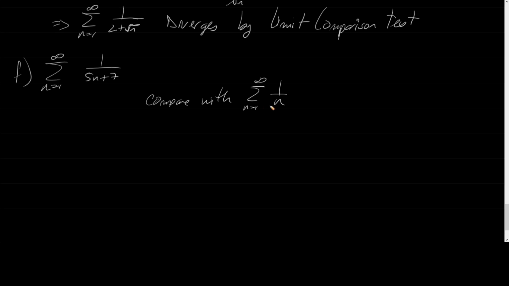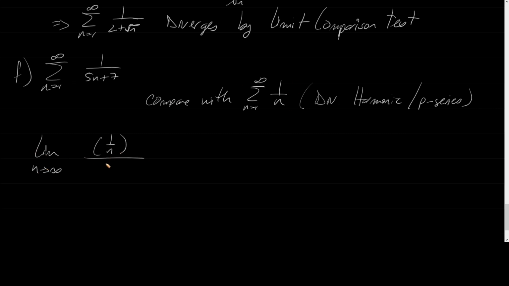We know what this one does. This is the harmonic series, and we know that this diverges. You can think of it as the harmonic series or p-series where p is equal to 1, so therefore it diverges. Now let's see what this is going to do. We're going to take the limit as n goes to infinity of the ratio of the two. I'll do the one that we're comparing it with as the numerator this time, just so you see that it has absolutely no bearing which one you choose.